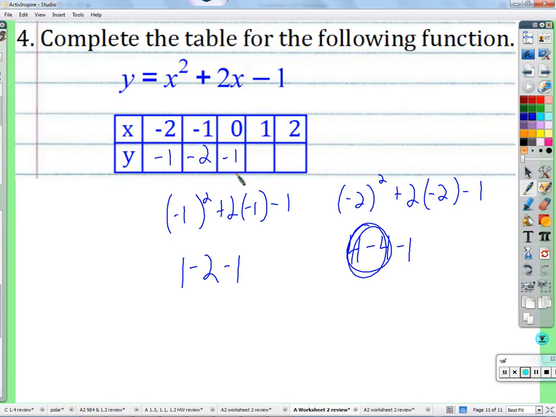Put in a 1, then we're just going to get 1 plus 1 times 2, so we're really getting 1 plus 2 minus 1. So this is a positive 2. Positive 2 here, we'll just go ahead and do 2 squared plus 2 times 2 minus 1. 4 plus 4 minus 1.